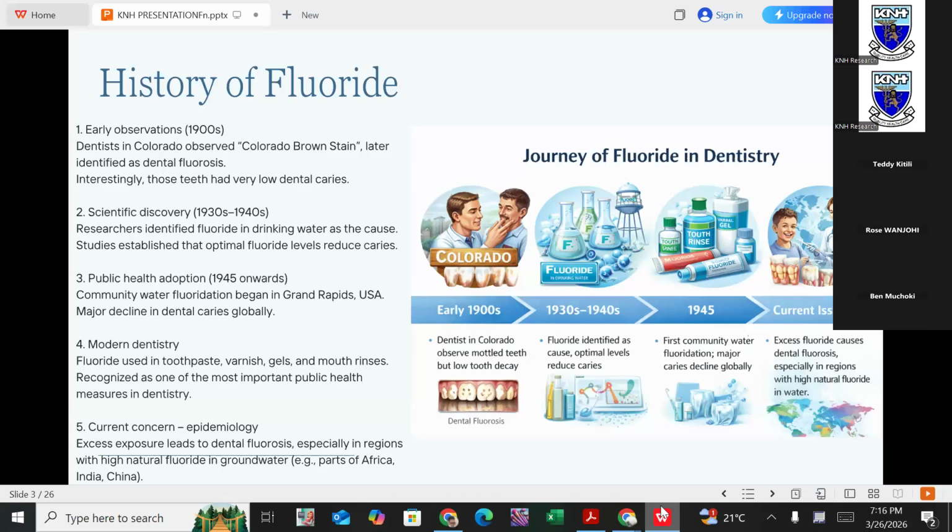In modern dentistry, we have fluoride used in toothpaste. We use it in varnishes, in gels, in mouth rinses, and we actually even do fluoride application. I do it as a dentist. But here is the situation we are in. We are talking about fluoride use in dentistry, but we are also saying that there is a problem that we are having in the name of dental fluorosis.